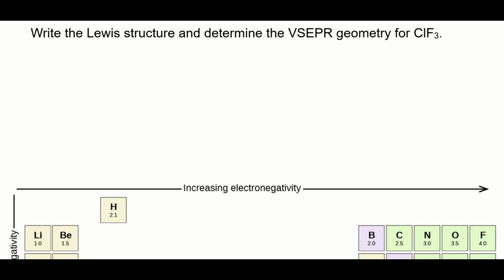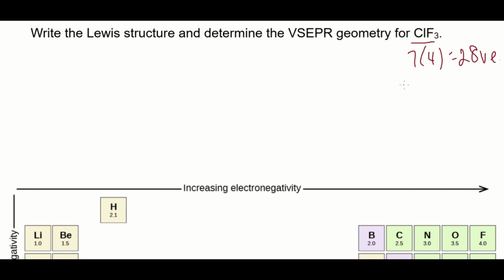Let's draw the Lewis structure and determine the VSEPR geometry for chlorine trifluoride. These are all halogens, so they all come in with 7 valence electrons. There's 4 of them, 3 fluorines and 1 chlorine. That gives us a total of 28 valence electrons to draw this Lewis structure with.